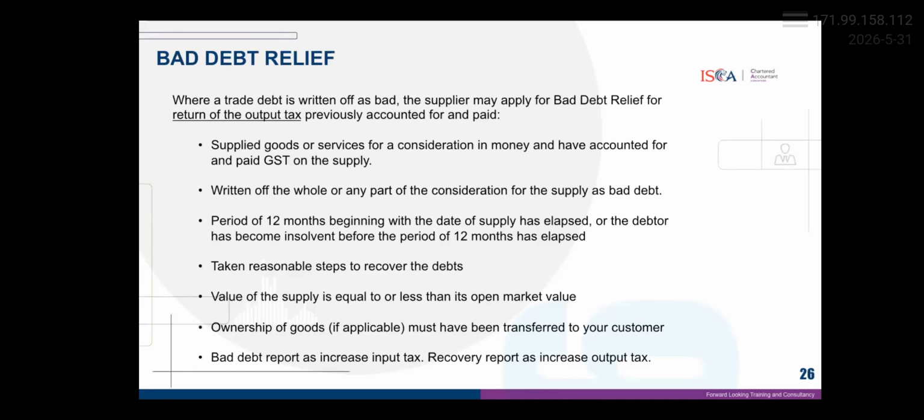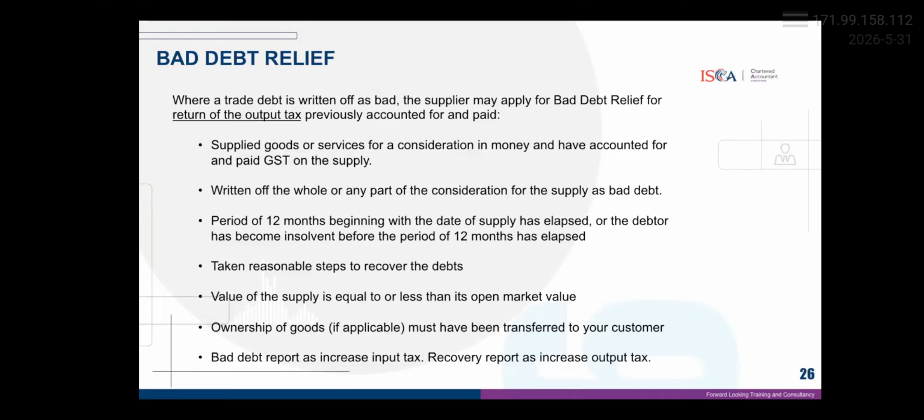There are certain reliefs under the input tax scheme, and one of them is bad debt relief. Where a trade debt is written off as bad, the supplier may apply for bad debt relief for return of the output tax previously accounted for and paid. So this is a case where, in the past, you sell something to a customer, you charge the customer GST, you pay the GST to the Inland Revenue out of your own pocket.